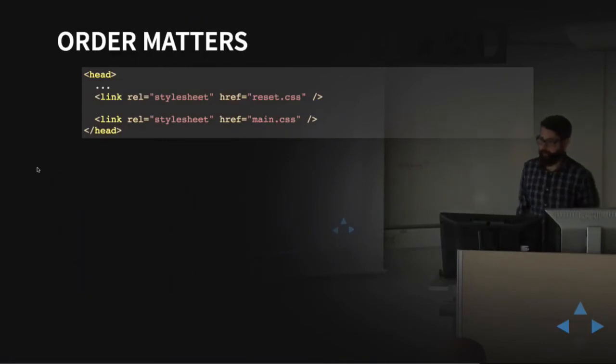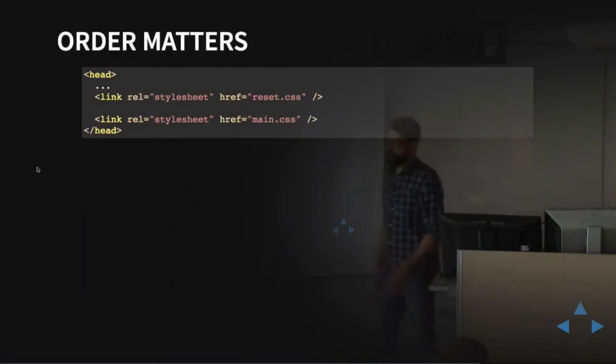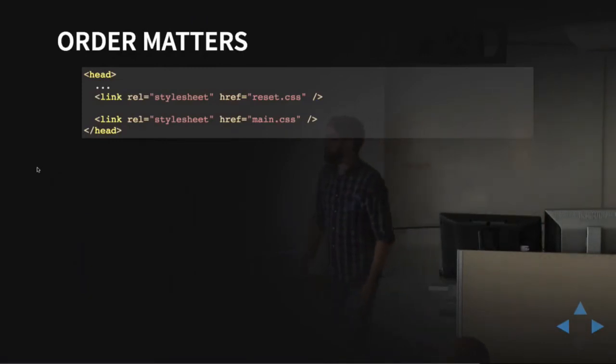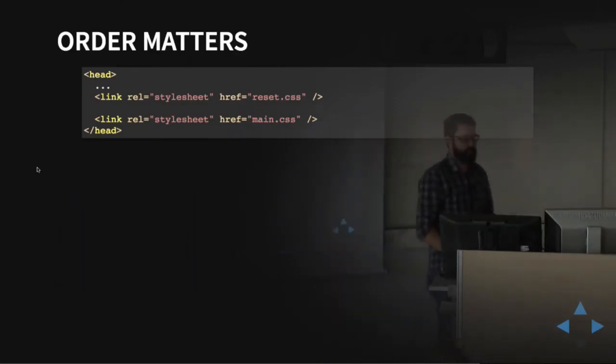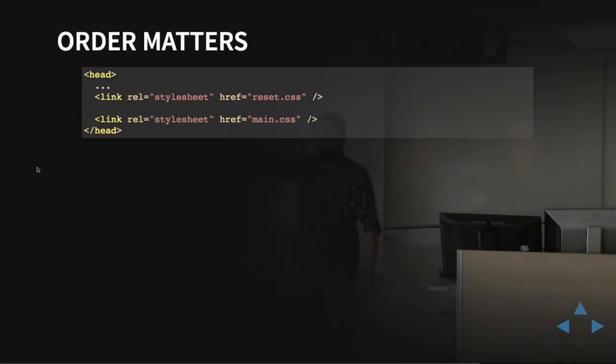Order matters as well. We have the specificity, but order matters as well. So, you saw that with the P, even though we had two P selectors, the last one linked was the one being executed in this case because they had the same specificity. So it will matter in which order you link your CSS, because in that order they will be executed when they are interpreted in the browser.